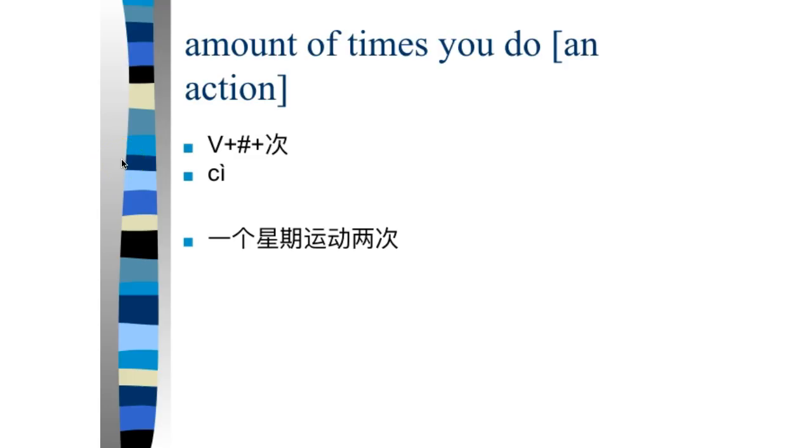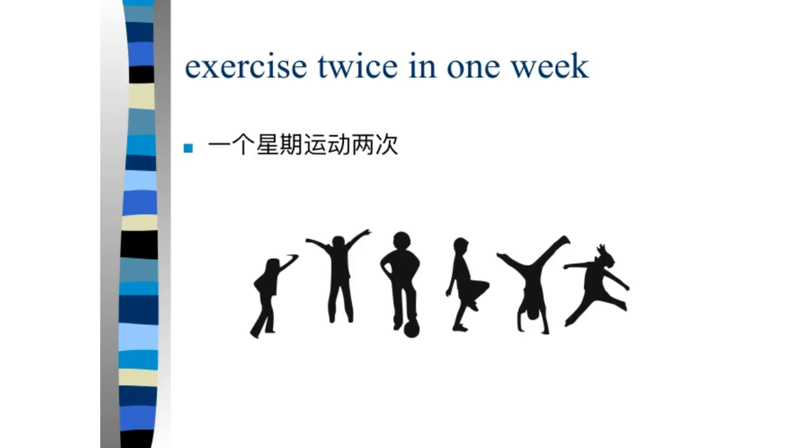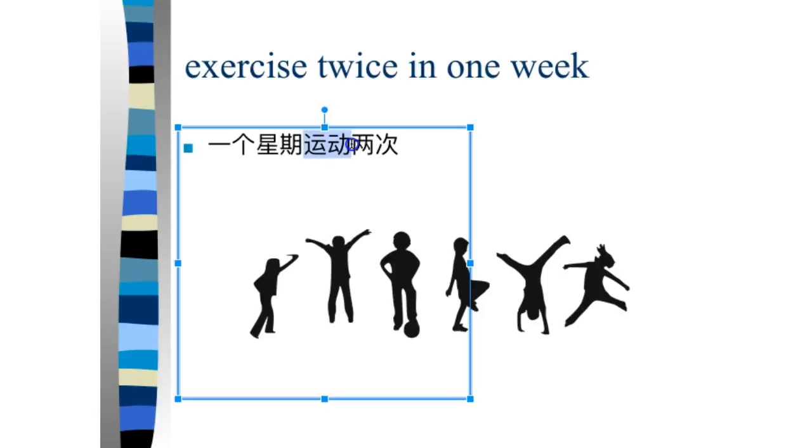We've learned most of these expressions before, but it's always helpful to review. So, to talk about the amount of times you do something, we have a verb plus a number plus 次. 次 is a measure word for the amount of times that you do something. So I can say something like, for example, 一个星期运动2次. The verb here is 运动. How many times? 2次, 2 times.